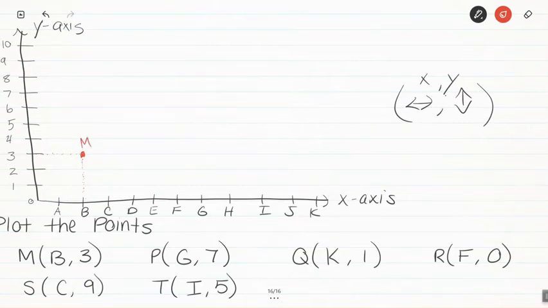Okay. Let's do point P. So I have to start at the x-axis. I'm going to go to G first. There's G. And then I'm going to go up until I meet line number 7, which is right there. I'm going to draw a dot, and you can see that this 7 intersects with this little dot here. So that's going to be point P.